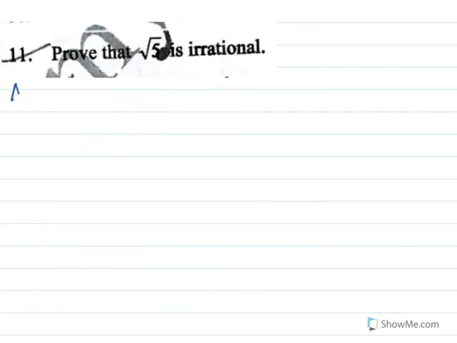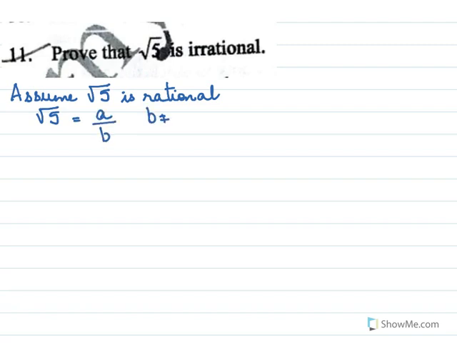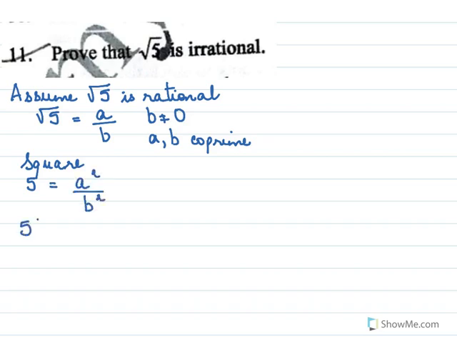Prove that under root 5 is irrational. So here we assume under root 5 is rational. Now if under root 5 is rational, we can write under root 5 equal to a over b, where b is not equal to 0, and a and b are co-prime. Now when we square, we get 5 equal to a square over b square. So 5b square equal to a square.